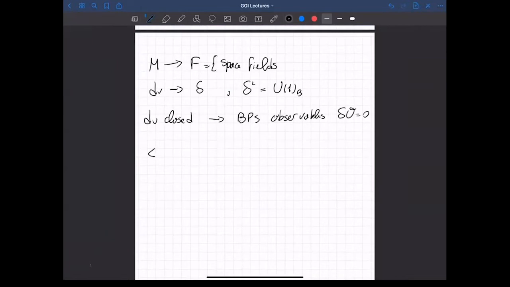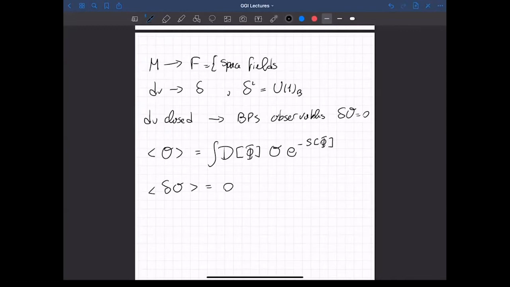What we usually want to compute is the expectation value of observables, something like this. Capital phi is a collective notation for all the fields, and I want to evaluate this path integral. I'm still missing something, which is the analogue of the Stokes theorem. What you can argue is that the integral of an exact supersymmetry variation is zero.